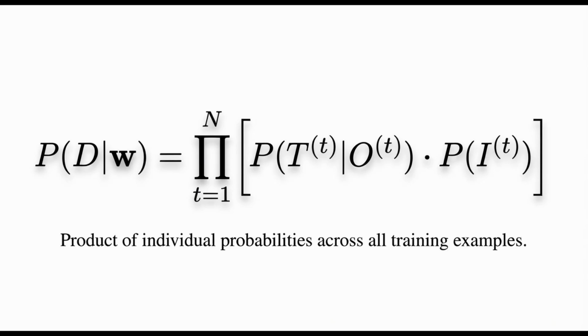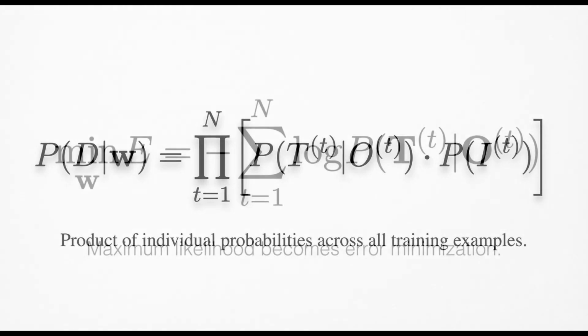We have a dataset of input-target pairs, say images and their corresponding labels. We assume each data pair is independent of the others. Then we can write the probability of the entire dataset, given the network's weights, as a product of the individual probabilities. That's called the likelihood.